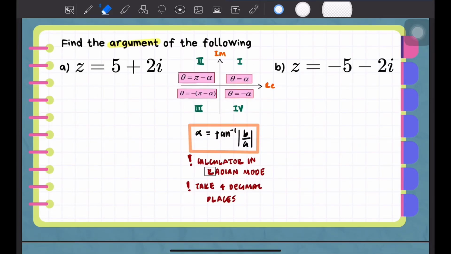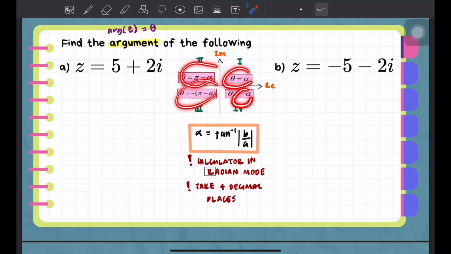Okay guys, so now let's continue with the argument of complex number, which is also known as theta. As we know, there are four formulas for our theta, and they depend on which quadrant our point of complex number lies on. Okay, so as you can see, there is alpha over here.